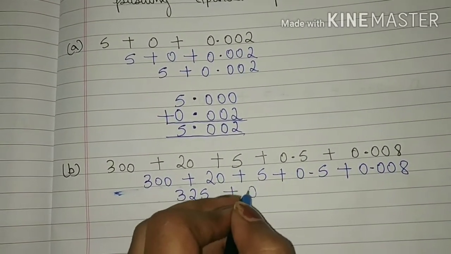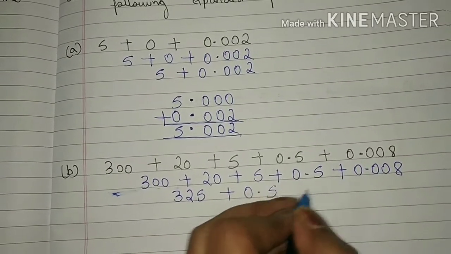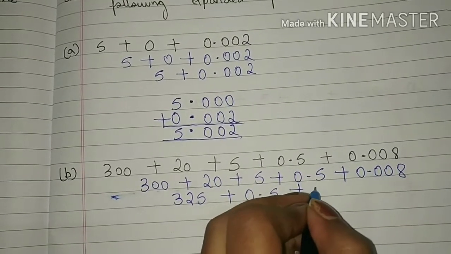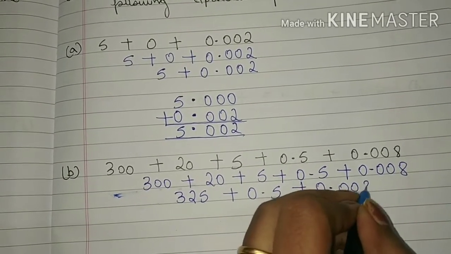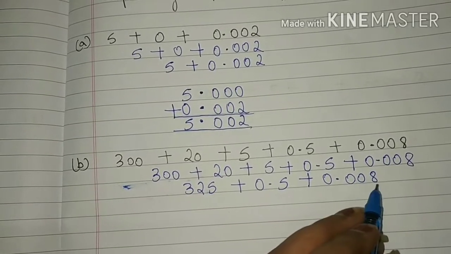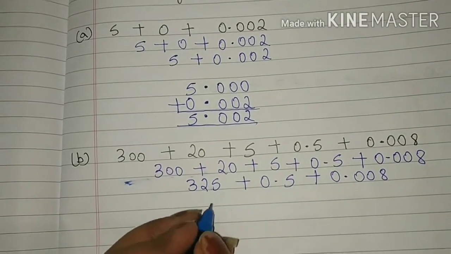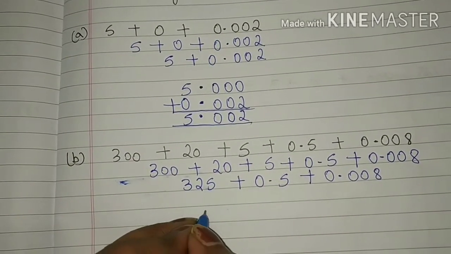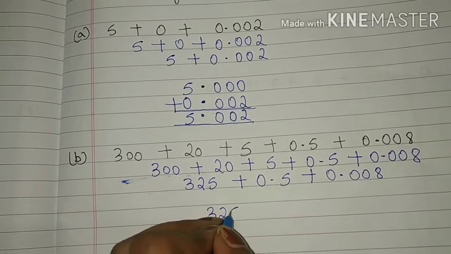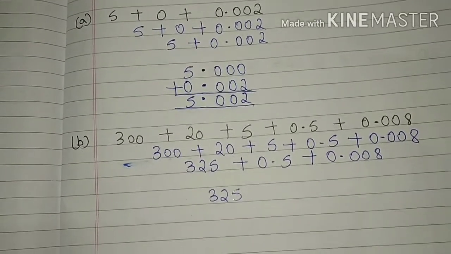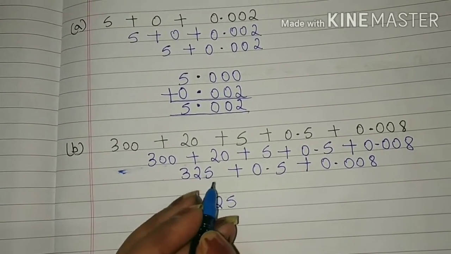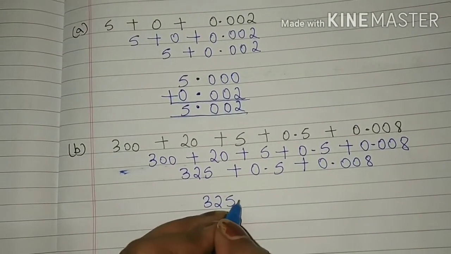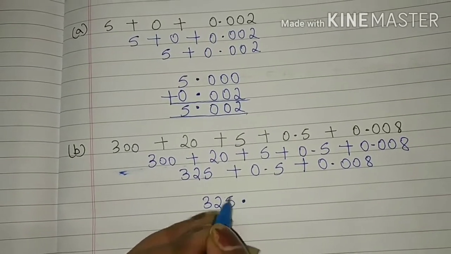0.5 plus 0.008. Now students, we will add all these numbers. We will copy down the 325 here. 325. Now students, you can see this number has a decimal point. So we will put a decimal point here also.